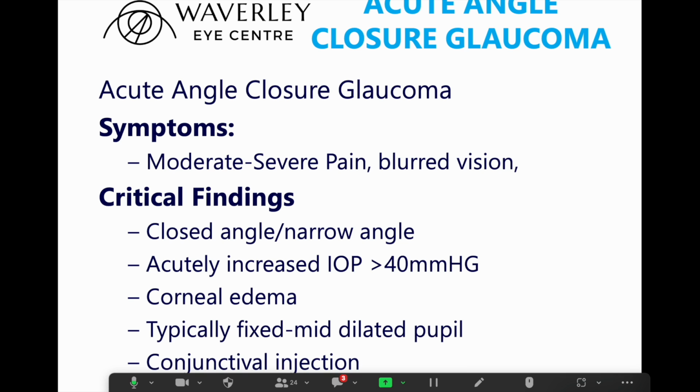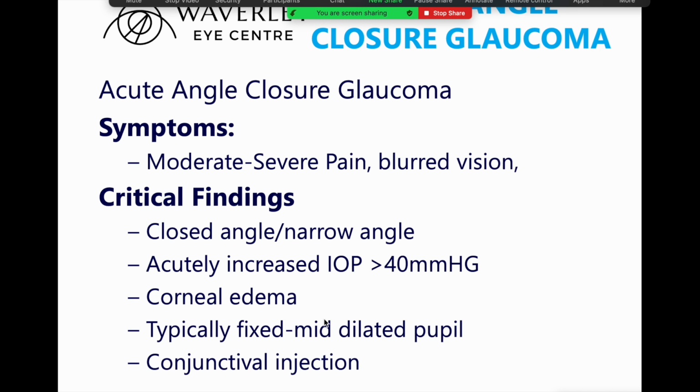For critical findings, you're looking at a closed or narrow angle. If you have a slit lamp or some way to look, you can see that it's closed. When you're measuring the pressure, you're going to find that it's high, likely over 40. You're going to see the cornea is very swollen and cloudy, and likewise the vision's going to be down. You're going to see a fixed and mid-dilated pupil, but in most cases the cornea is going to be so swollen you're not going to be able to see the pupil very well. And they're going to have a lot of conjunctival injection in this eye.